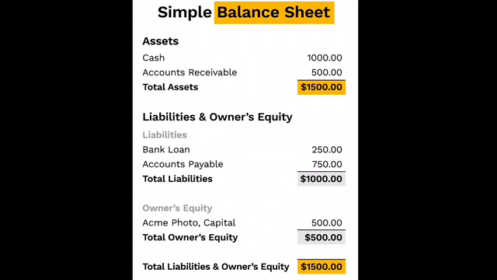Okay, so we have a simple balance sheet here. We can see at the top are your assets. Then your total assets should equal your liabilities plus your owner's equity. So they both equal 1,500. It should balance out. It's the balance sheet, of course.